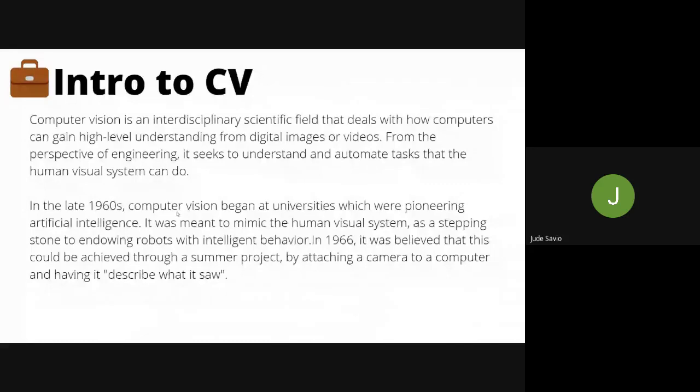In the late 1960s, computer vision began at universities which were pioneering artificial intelligence, and it was meant to mimic the human visual system. As a stepping stone to giving robots this intelligence, in 1966 it was believed that it could be achieved through a summer project by attaching a camera and having it describe what it saw. So this is where it all began. This is the starting step.